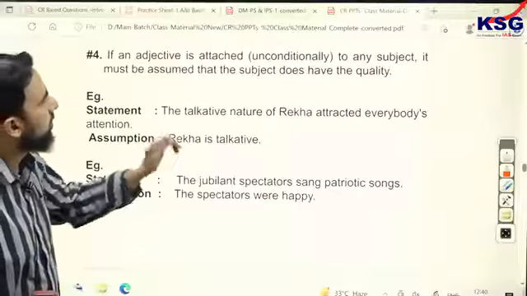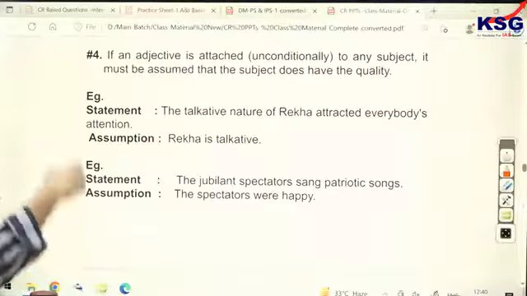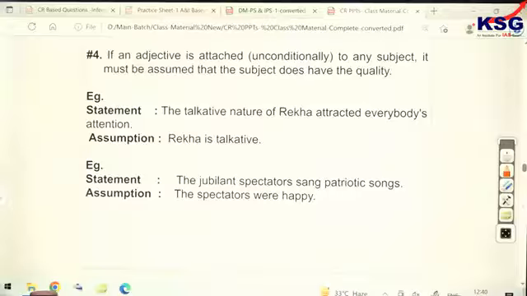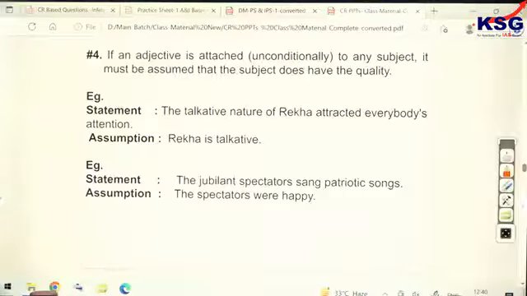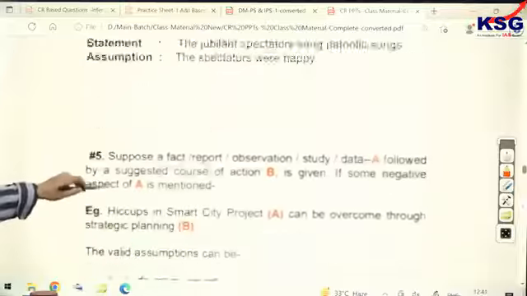If an adjective is attached unconditionally to any subject, it must be assumed that the subject does have the quality. For example, the talkative nature of Rekha attracted everybody's attention. Rekha is talkative. The jubilant spectators sang patriotic song. The spectators were happy. These are the valid assumptions.